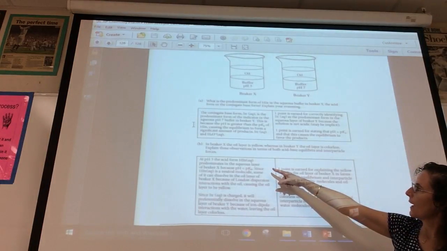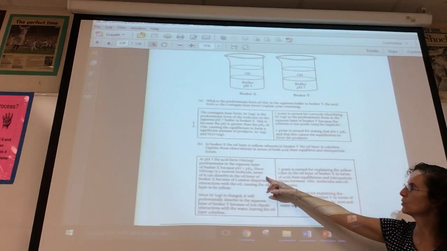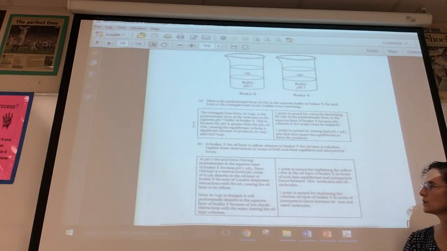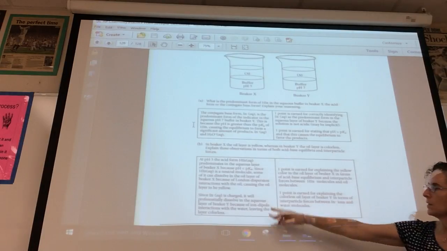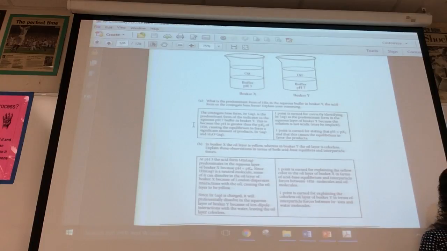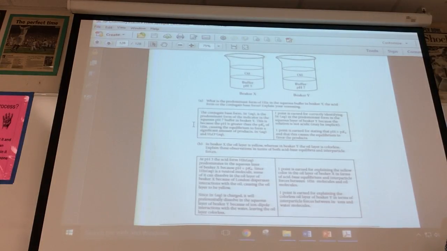At a pH of 3, the acid form predominates in the aqueous layer because pH is less than pKa. It's a neutral molecule, so it can dissolve in the oil layer because of the London dispersion interactions. This substance is charged, so it preferentially dissolves in the aqueous layer, ion dipole. That's what we had indicated. When pH is greater than pKa, if you have a weak acid. I hope so. Yeah, sounds right.